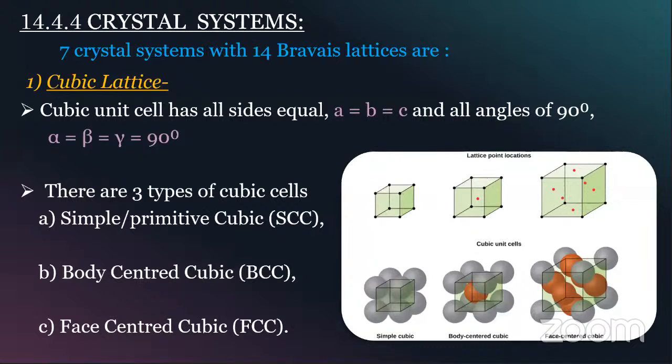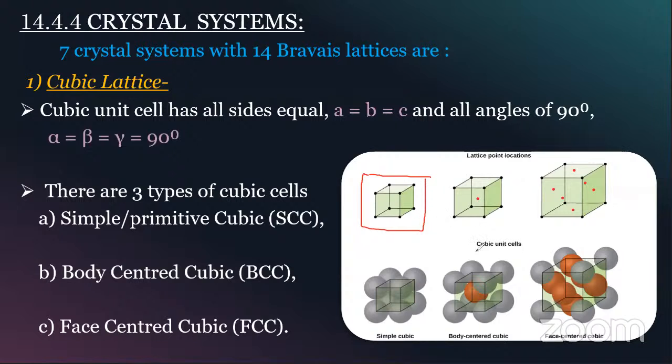So simple cubic means, where can you see the atoms? Just zoom in and tell me where you can see the atoms in this unit cell. In simple cubic, where are the atoms present? On the vertices. Very good. Or you can say at the corners. Yes, at the vertices or only at the corners of the unit cell.